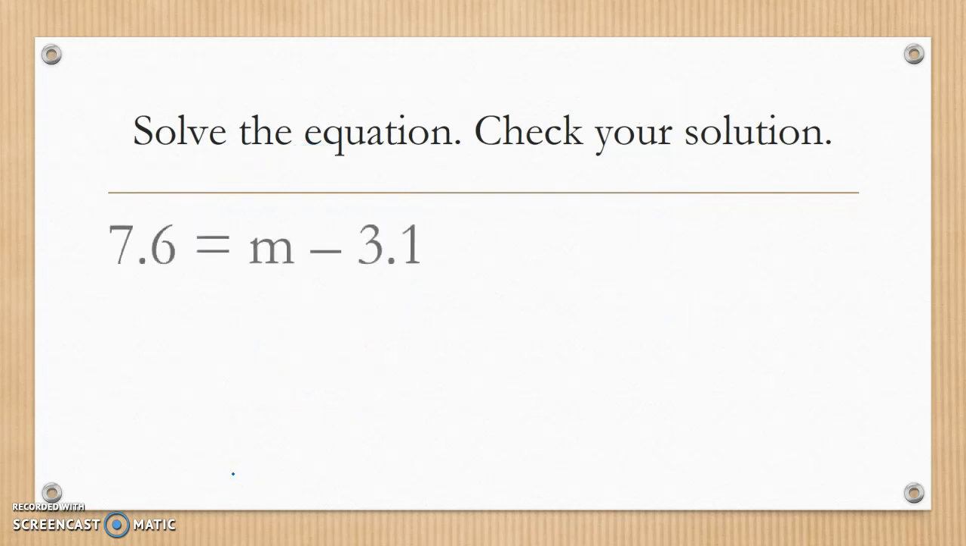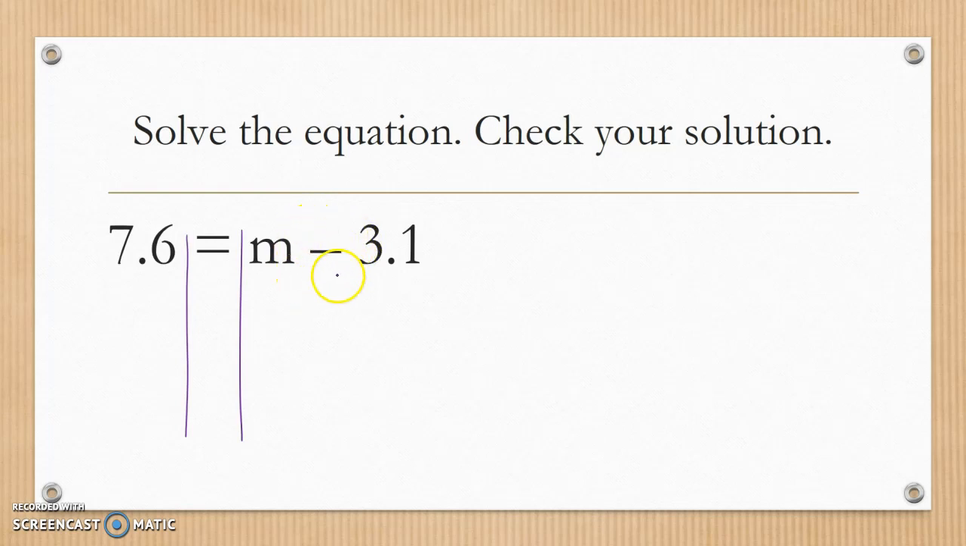Our next problem, 7.6 is equal to m minus 3.1. Again, I'm going to start by drawing my railroad tracks. So I've got the left side of my equal sign and the right side. The difference here is there are decimals, but that's no big deal. We're going to still do the same process.